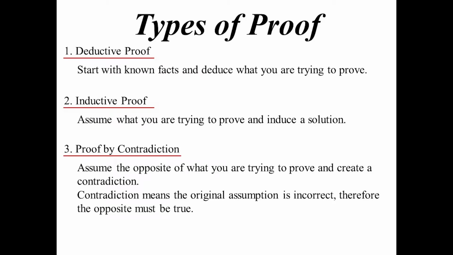You may remember proof by contradiction. We did that, I think one of the examples we did was proving the square root of 2 was irrational. And so that's where we assume the opposite of what we're trying to prove and then create a contradiction. So that once you've got a contradiction, you can say, well, hang on, my original assumption must have been wrong, therefore the opposite must be the case. So they're all different types of proofs that we've looked at.